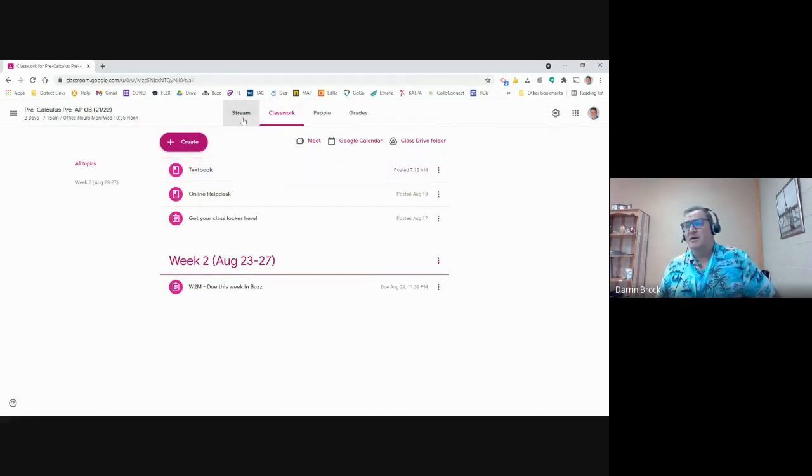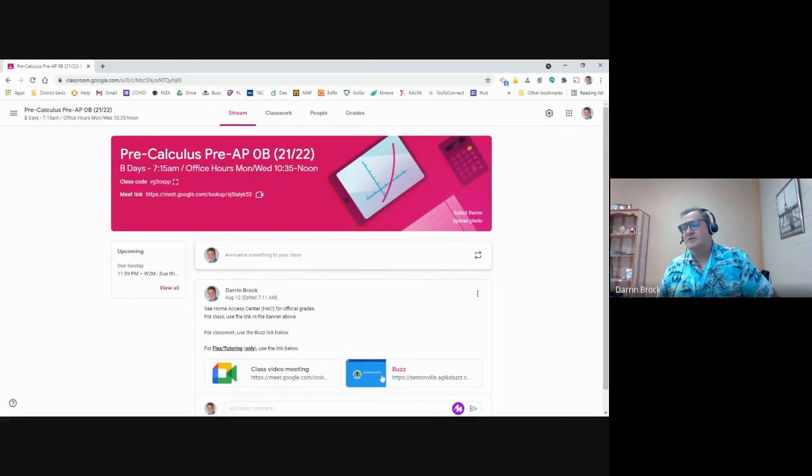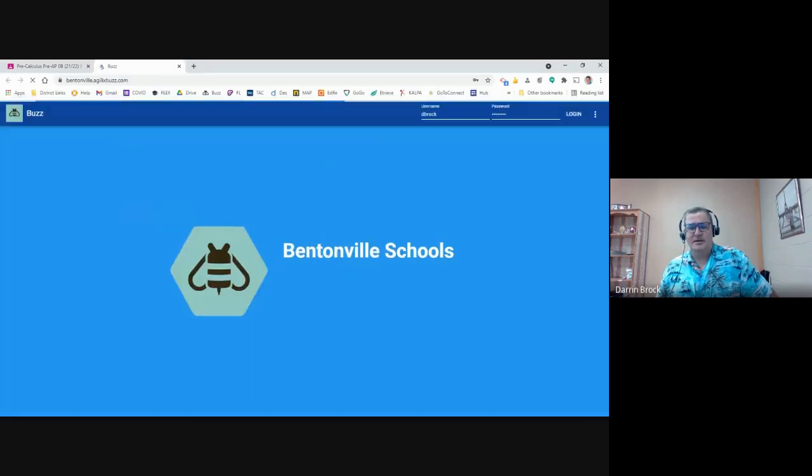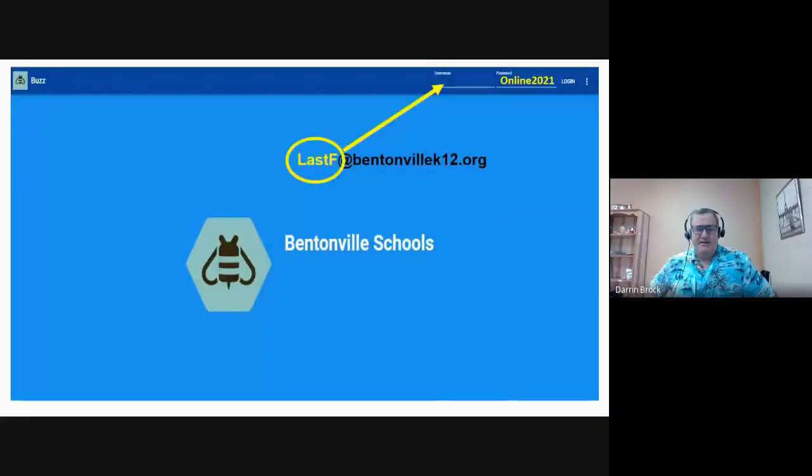But let's go back here, and I want to show you. When you go to Buzz, make sure you can log on. It'll take you to the Buzz screen. I'm going to show you what your log on should be, in case you haven't tried it yet. So you need to try that. Make sure that Buzz is working for you this morning.